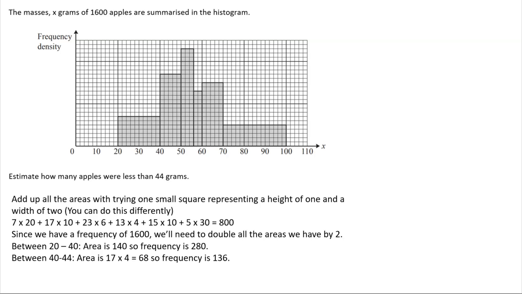And then between 40 and 44, using my method, I get 68 as the area, so the frequency is 136. Then we simply add them together for 416. Could you just put your hands up if you've got 416? Okay, very good, excellent. It's quite a tough question that, so well done if you got that final answer there.